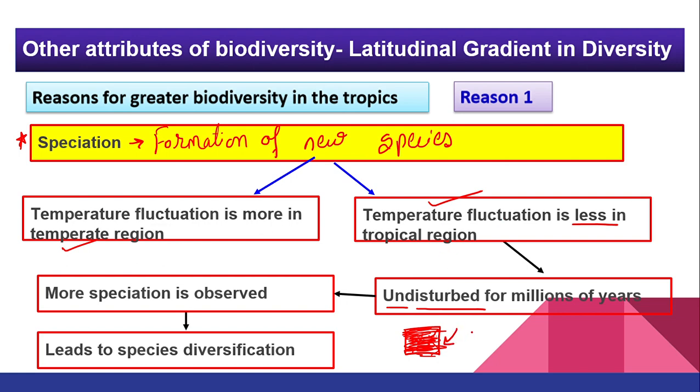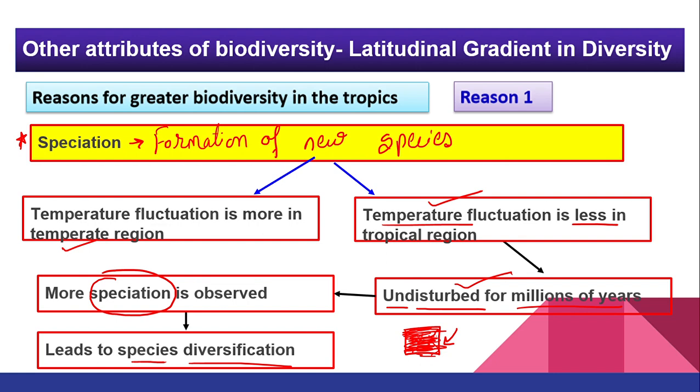So what happened? It is going to reproduce and form many species, correct? Here, due to less temperature fluctuation, the area was undisturbed for millions of species. Since there was no disturbance, that means no high temperature, and no huge amount of water that could disturb the area. Water is required, but not a huge amount. Nothing was there, so due to that we saw speciation, we saw more different species forming. This leads to species diversification. That means we were able to see more species biodiversity.